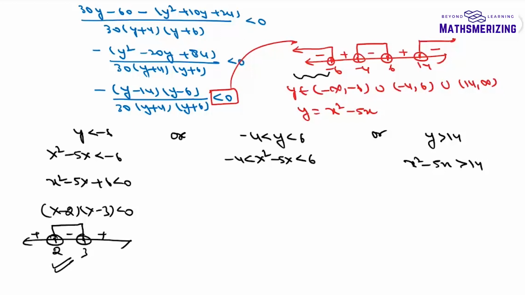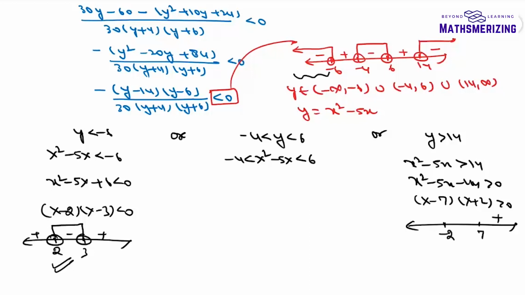Now I'll solve the third part. So this is x square minus 5x minus 14. It should be greater than 0. So which is (x minus 7)(x plus 2) should be greater than 0. So minus 2 and then 7, so plus, minus and plus. What I need is plus. So either it is less than minus 2 or greater than 7. So x belongs to minus infinity to minus 2 union 7 to infinity.